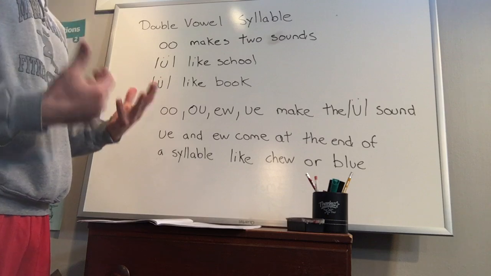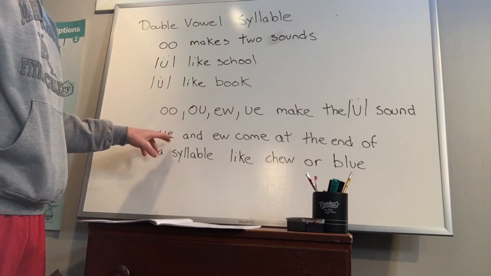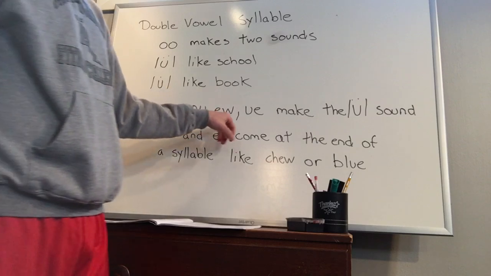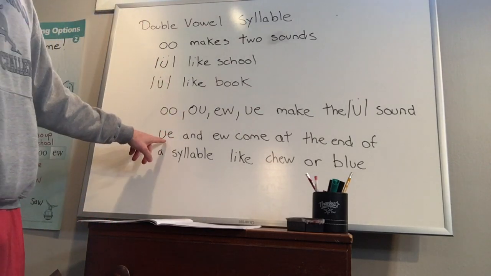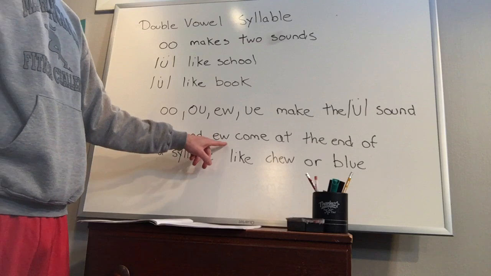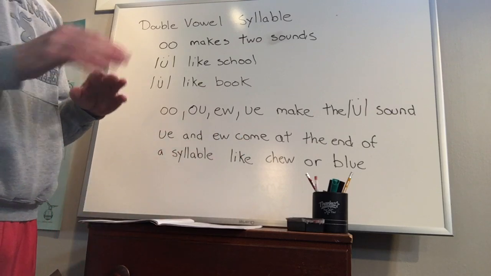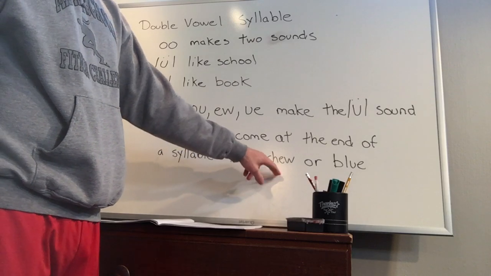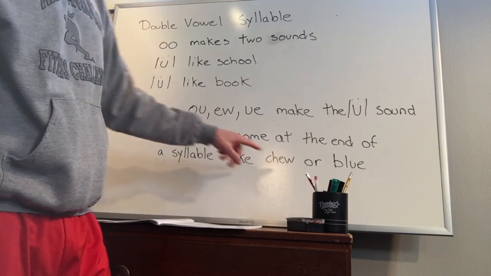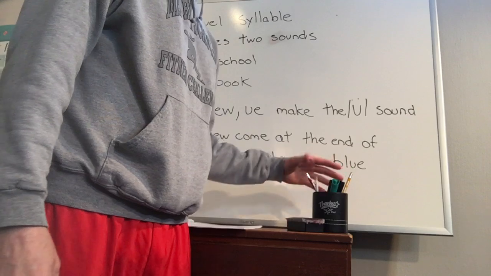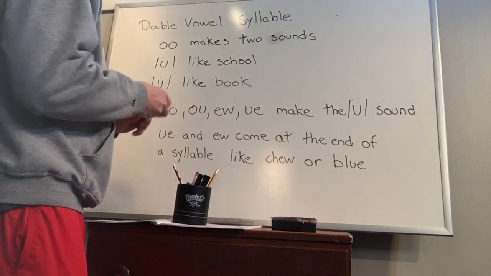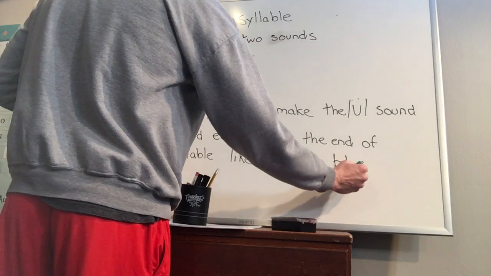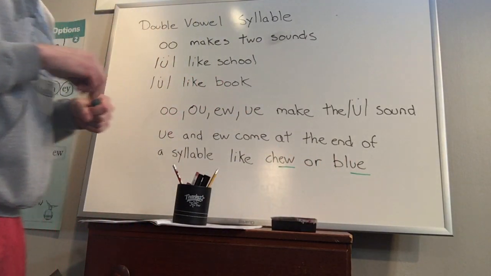If you hear an OO in a word, and you're trying to figure out if you should use the double O, OU, EW, or UE, typically the UE and EW come at the end of a word or a syllable. Like chew, you hear that ooh sound. Or blue, you hear that ooh sound. That EW goes at the end of the word, and that UE goes at the end of the word.